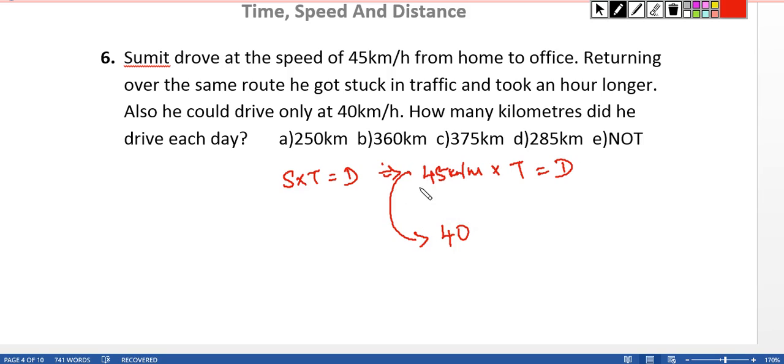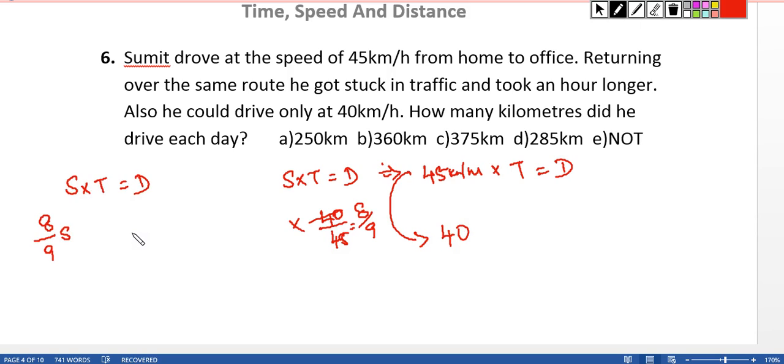So how will 45 become 40? By what number do I multiply 45 so it will become 40? If I multiply it by 40 by 45, it becomes 40, right? So what is 40 by 45? This is 8 by 9. Okay, so what happens here is that earlier my speed was s into t equal to d, and now my speed is getting multiplied by 8 by 9.